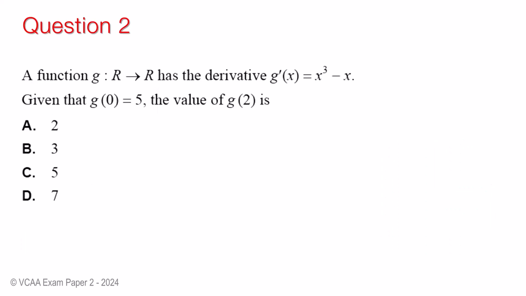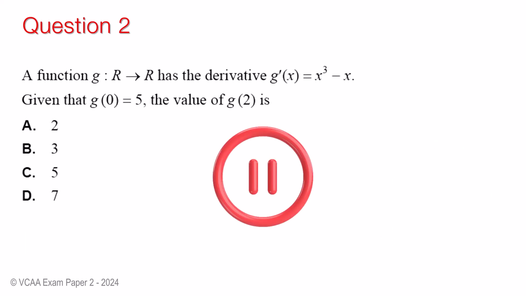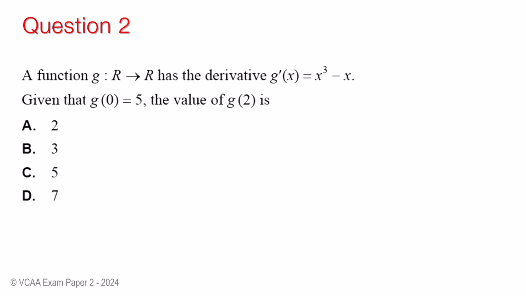Question 2. Don't forget, pause the video and try the question. This question was done quite well, with 80% of students getting it correct. So let's check it out. We are provided with information about the derivative of g of x. We are asked to find the value for g of 2. That means we need to determine the antiderivative of x cubed minus x.